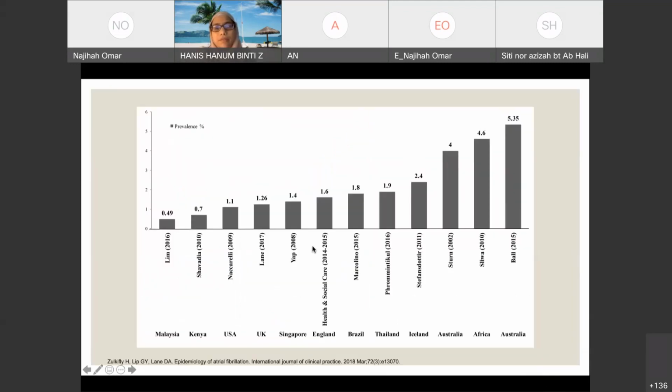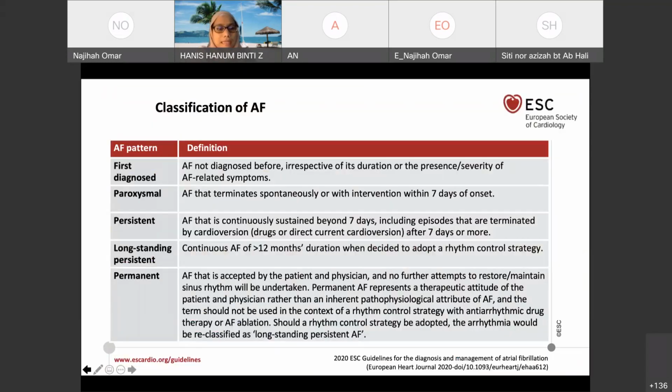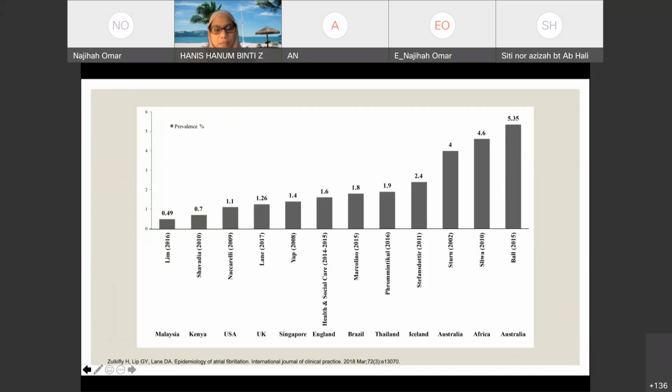Okay, so I did this review when I was doing my PhD, and as you can see here, the prevalence of AF in Malaysia is about 0.5% compared to other parts of the world. Like in Australia, we have about 5% of the population has AF. Okay, like I said, probably due to lower detection method, lower awareness among us, and hence that's why less chances of us finding people with AF.